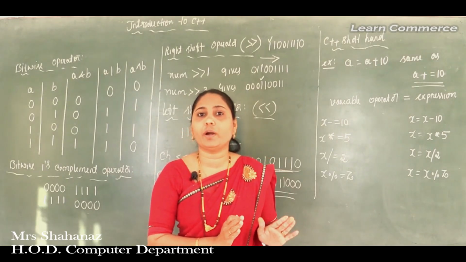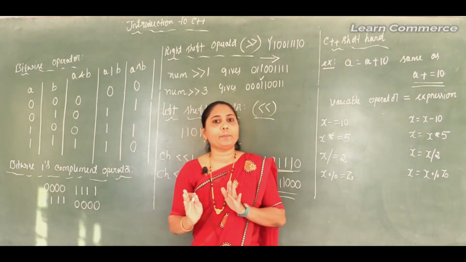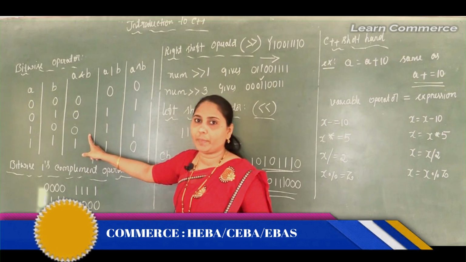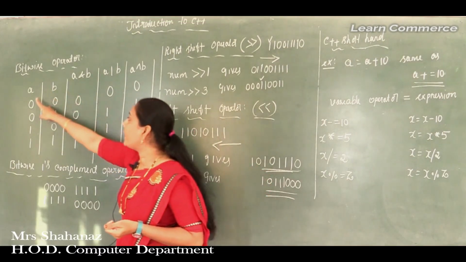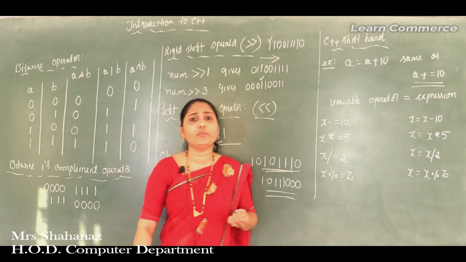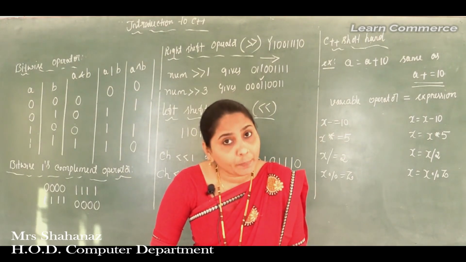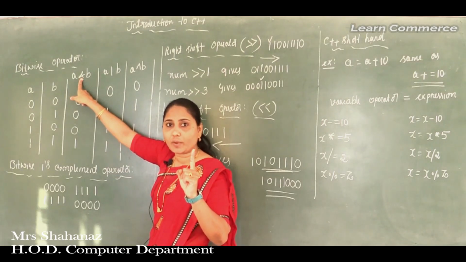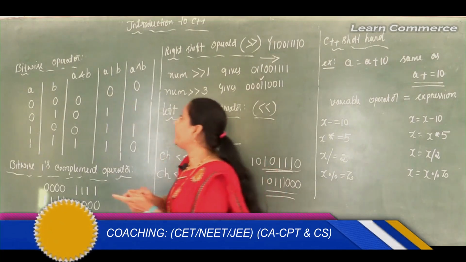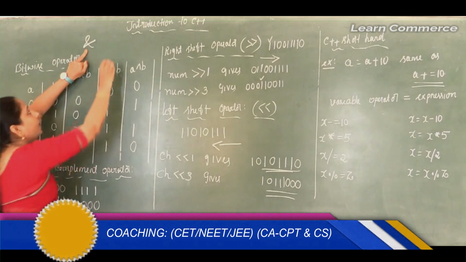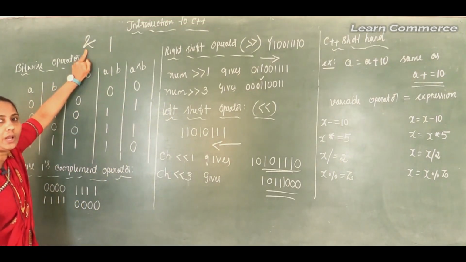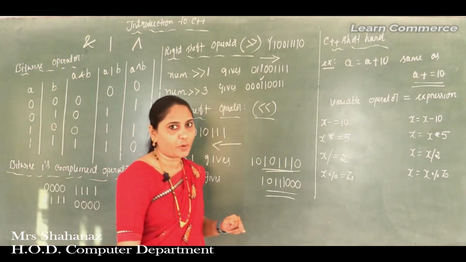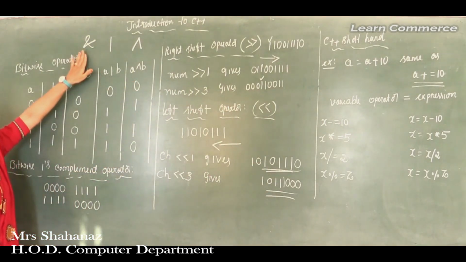So the bitwise operator works on bits and performs bit by bit operation. This is called the truth table of the bitwise operator, and we should always remember it. The truth table starts with the values 0 0, 0 1, 1 0, and 1 1. In this case, this single symbol is called the bitwise AND operator, and this is called the bitwise OR operator, also called the bitwise inclusive operator, and this is called the bitwise exclusive operator, or bitwise XOR operator. So all these are called bitwise operators.